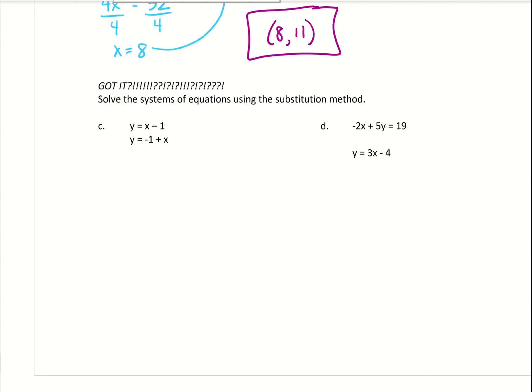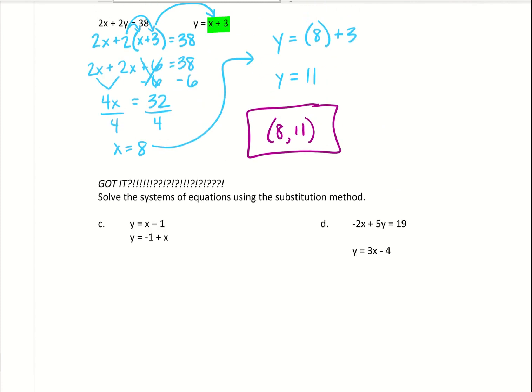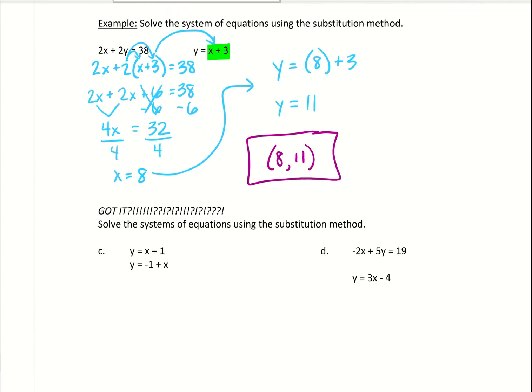All right, so after you've finished wrapping up writing that problem down, we are going to go ahead and do Got It problems C and D. This is the last thing that you need to do for this video lesson. Once you have finished those two Got It problems, you are good to go on your notes for today. So that's it. Hopefully those go well, and then I will see you guys in class.